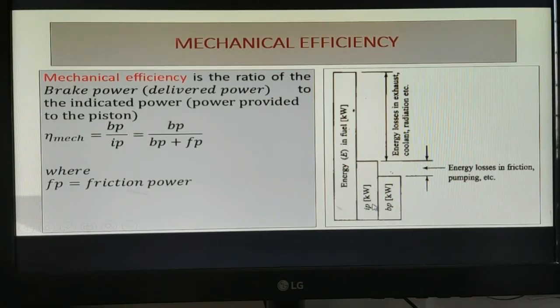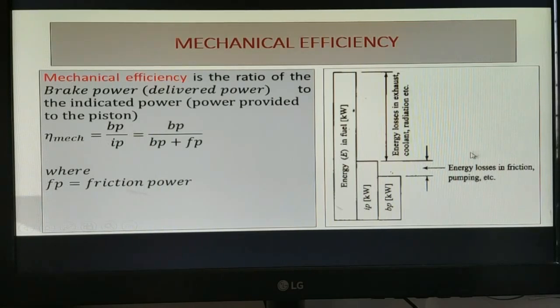So between indicated power and brake power there should be some relation, that is, how much percentage of indicated power is converted into brake power. That we want to know. And where is the loss, or how much percentage of loss is there in converting indicated power into brake power? That loss is nothing but, as I already told, the friction loss.